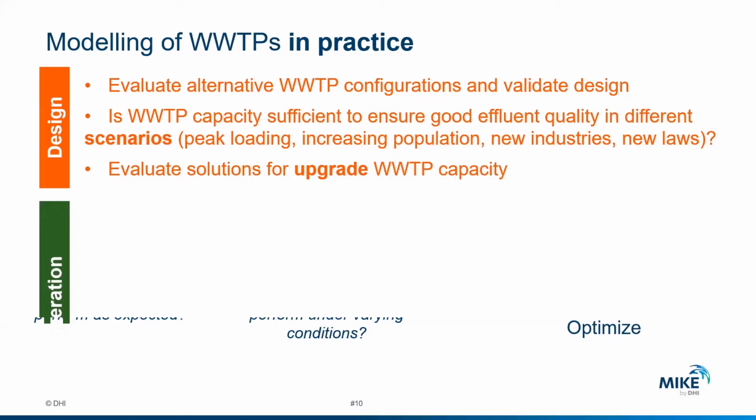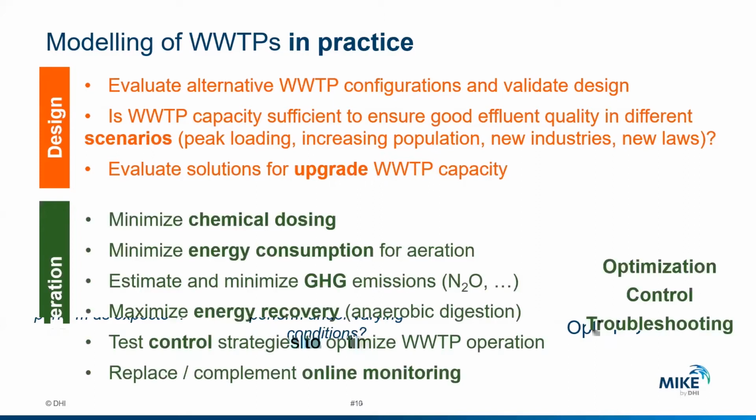They can also be useful in the operation phase. So when a treatment plant is already operational, we can use models for different purposes: to minimize the use of resources, to estimate important emissions such as greenhouse gases, to maximize energy and resource recovery, to test and implement control strategies, and also to understand whether online monitoring systems like sensors behave as we expect. So in a few words, we can use models in the operational stage of a treatment system to optimize, to control, and to troubleshoot.